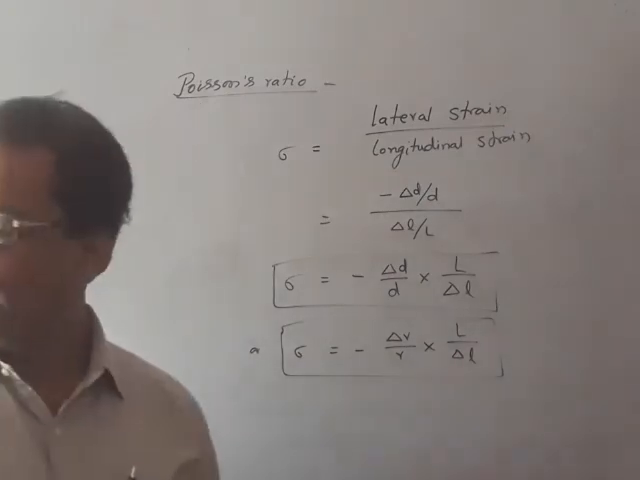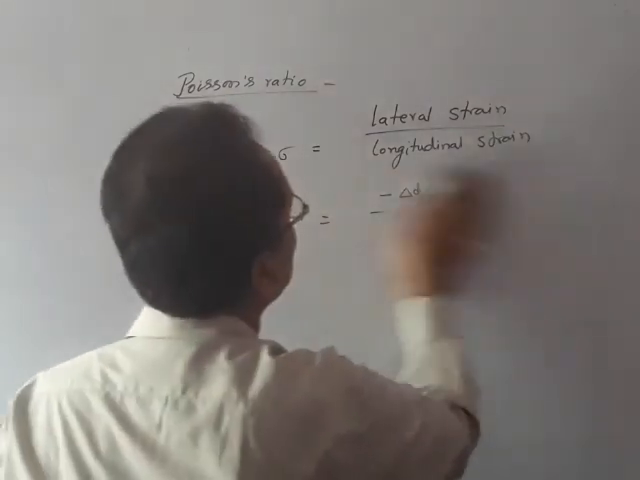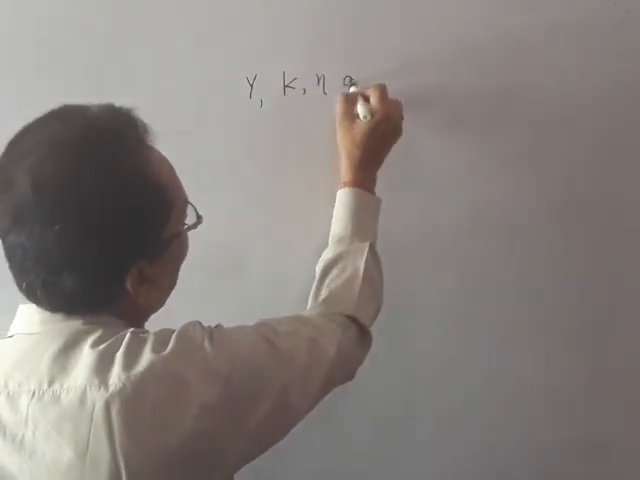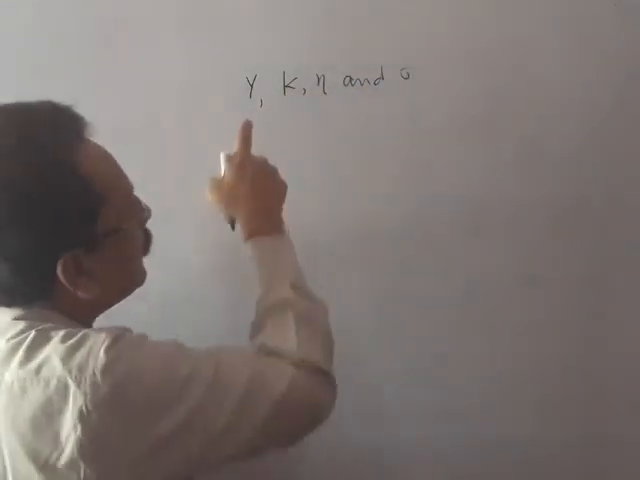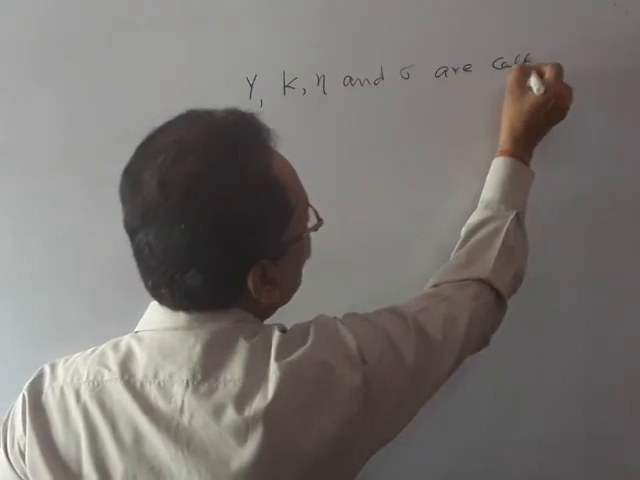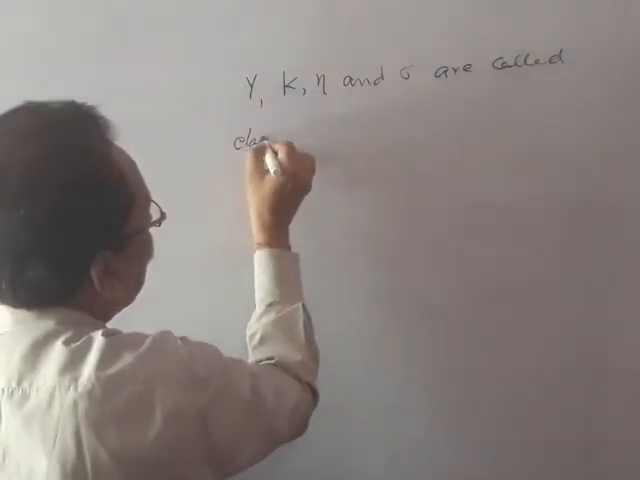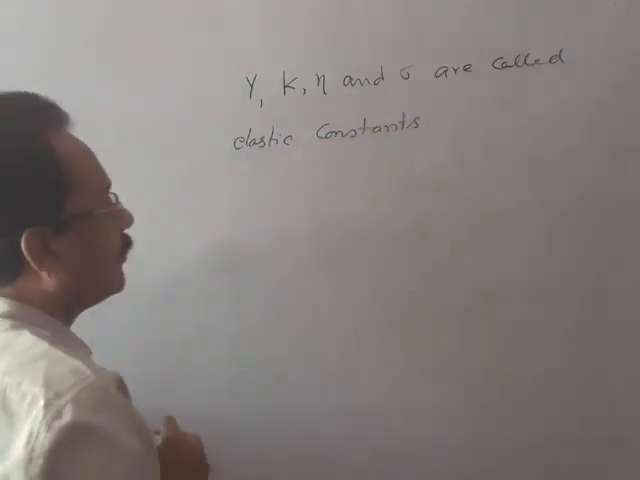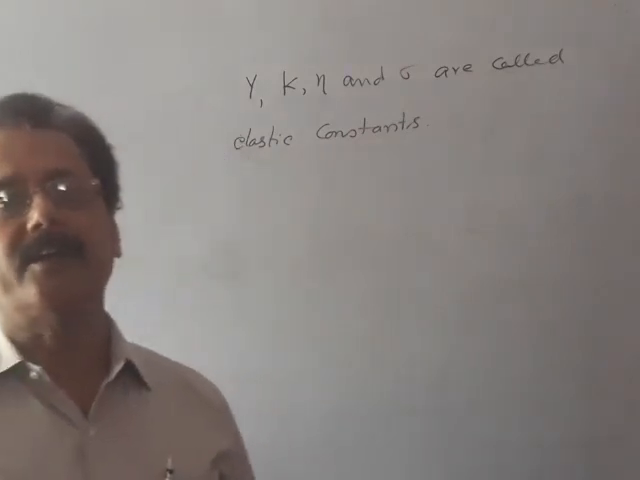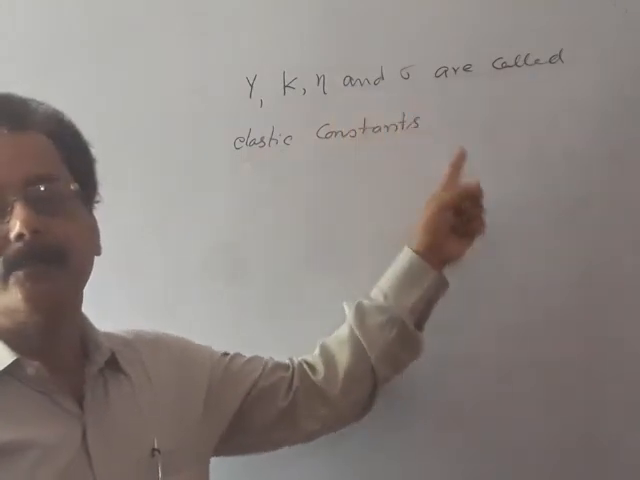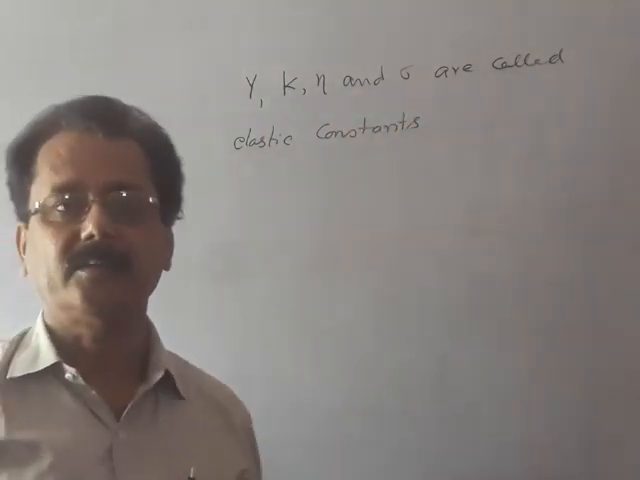So whatever we have learned here, we have learned four constants, that is Y, K, eta and sigma, and these Y, K, eta and sigma are called elastic constants. Okay? So in our next class, we will study the relation between Y, K, eta and sigma, and that's very important. Okay.